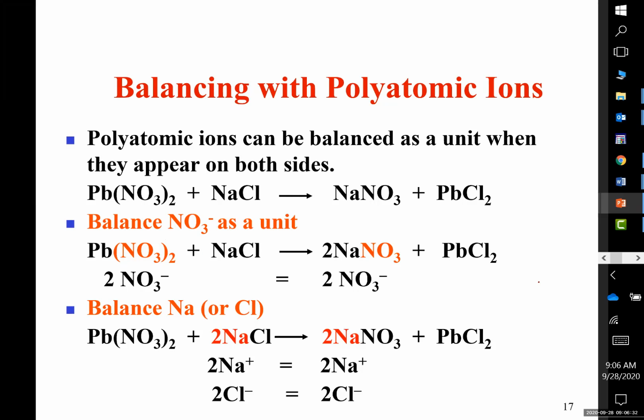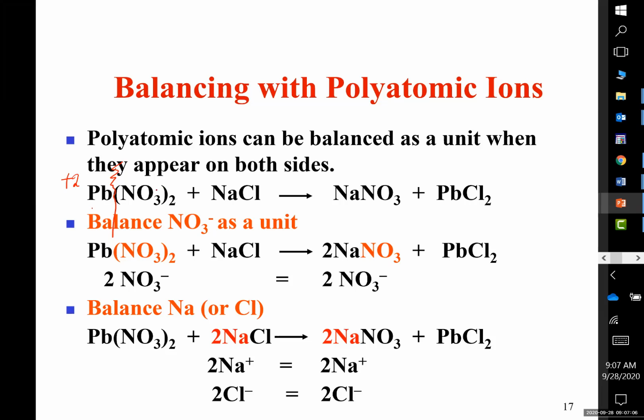So guys, if you look at lead nitrate, this is lead nitrate. Do you see on the left-hand side, I have metallic lead. On the right-hand side, I have only non-metals. So can I say metals always have positive charge and non-metals have negative charge?